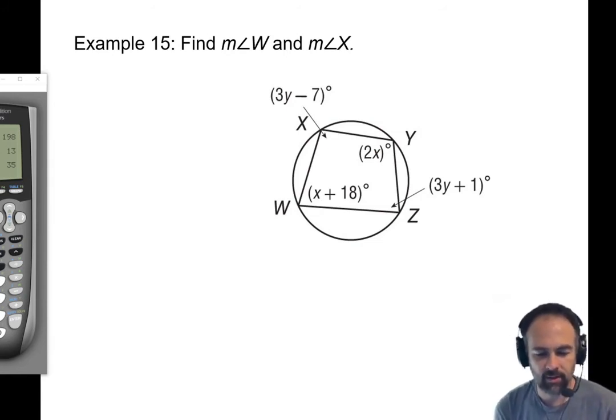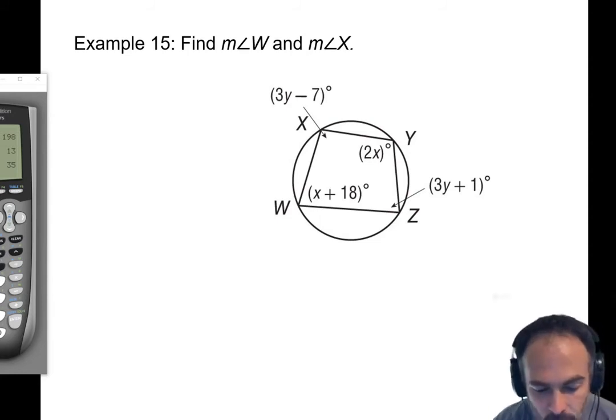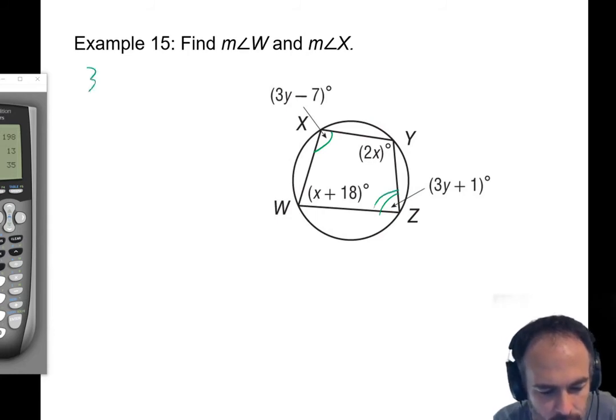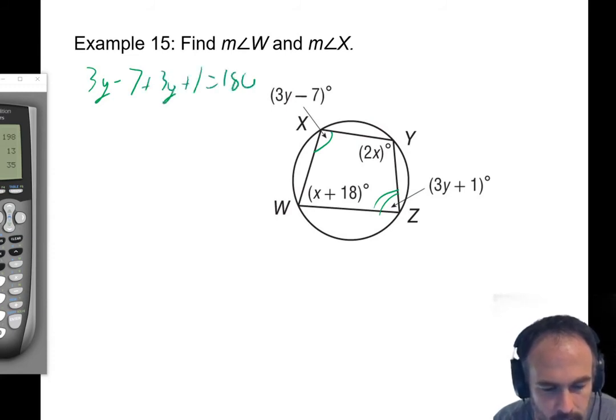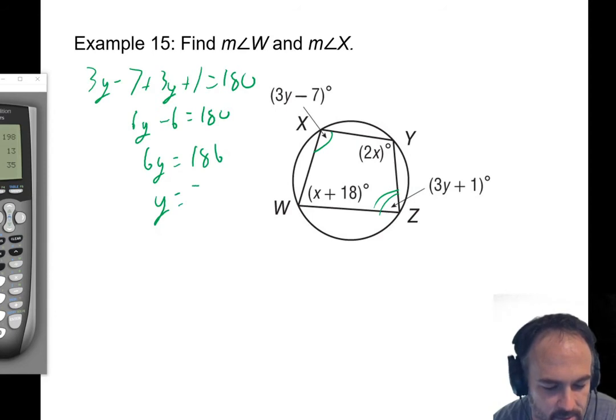We want to find the measures of angle W and angle X. Very similar logic to the one before it. We know that angle X and angle Z are supplementary. So 3y minus 7 plus 3y plus 1 equals 180. So that gives me 6y minus 6 equals 180. Now we're going to add 6 on both sides. It gives me 6y equals 186. Divide through, 186 divided by 6 is 31.